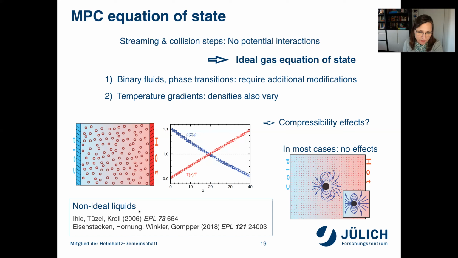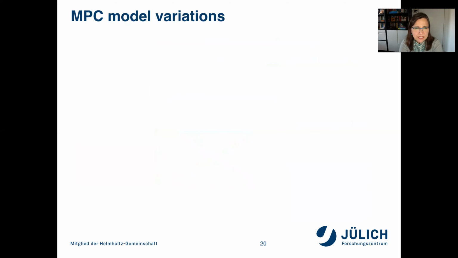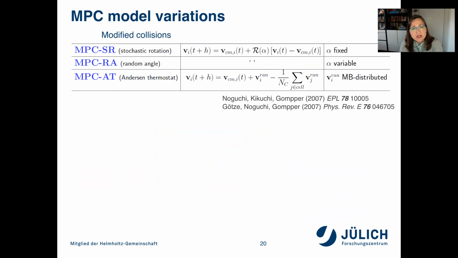One of the papers is from 40 years ago, and the other one is much more recent, from the group of units as well. And besides these variations, I want to summarize now. We have seen this stochastic rotation in which we have the rotation of the relative velocity to the center of mass with a fixed angle alpha. But you could say, why does this angle have to be fixed? It could change from collision to collision, from box to box. And the answer is yes, it could, and this is called the MPC random angle method. But then you lose this dependence of the viscosity.